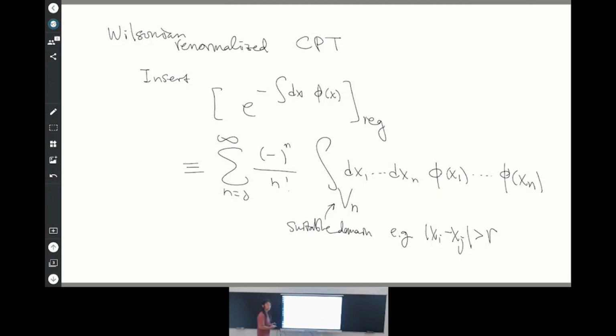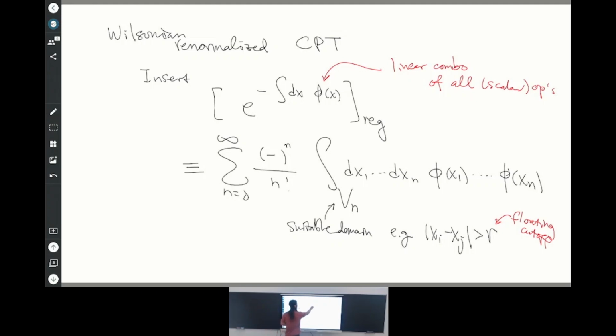Now, I want to contrast this to the previous slide by emphasizing 2 points. First of all, this r is supposed to be the floating cutoff in the sense of Wilsonian RG. And this phi should be viewed as not just a relevant or marginal operator, but generally a linear combination of all, let's say, scalar operators in the CFT. Now, this is naturally what would be the analog of the Wilsonian action in the language of conformal perturbation theory.